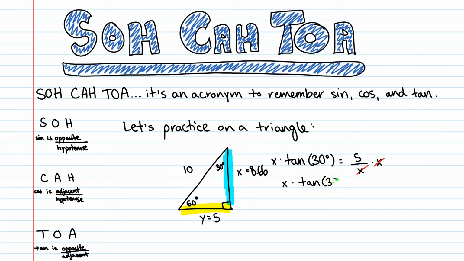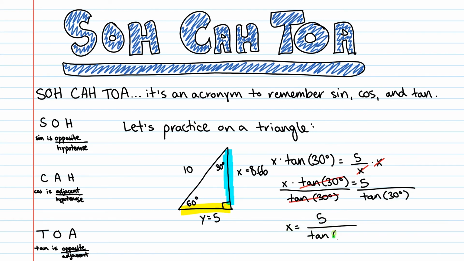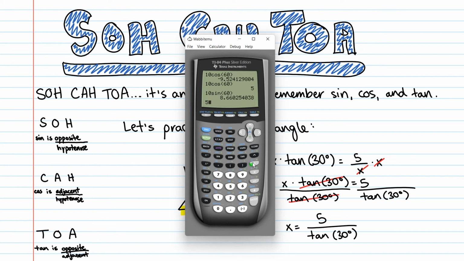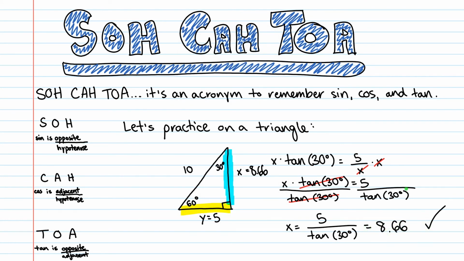Multiply by x on both sides, and then I'll divide both sides by tangent of 30 degrees to get x all by itself. And when we plug that into a calculator, it does look like x is 8.66. So it's a great way to check our work while also practicing.